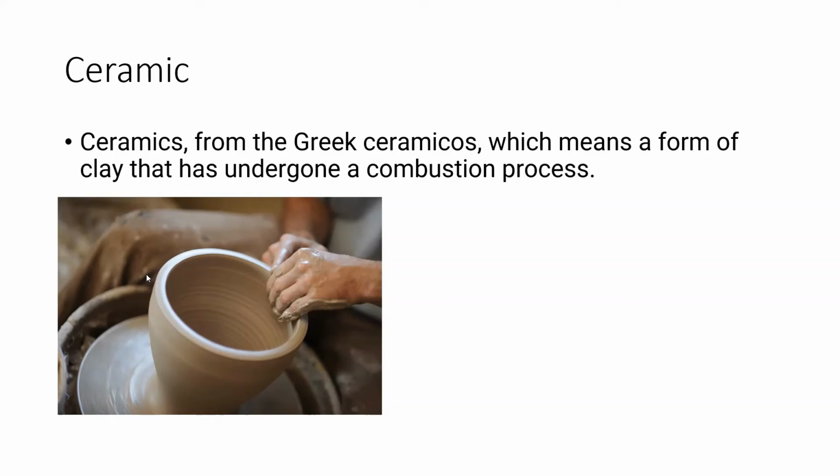For the first one, ceramic. The word ceramic was originally derived from the Greek keramikos, which means a form of clay that has undergone a combustion process. Ceramics are compounds of metal and non-metal. Ceramics can be both traditional ceramics and industrial ceramics.